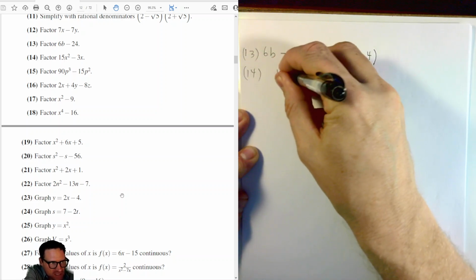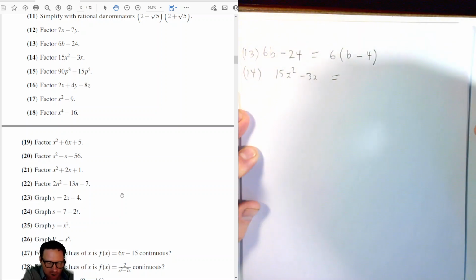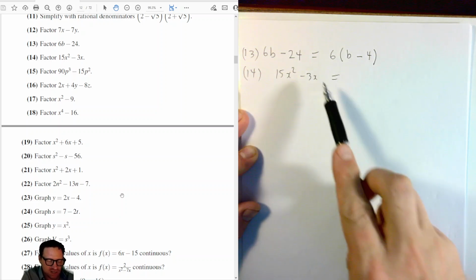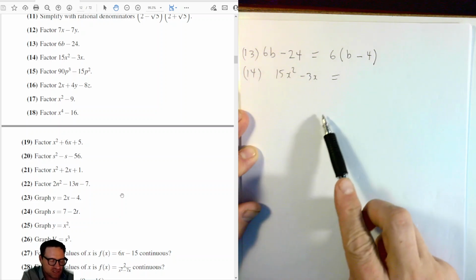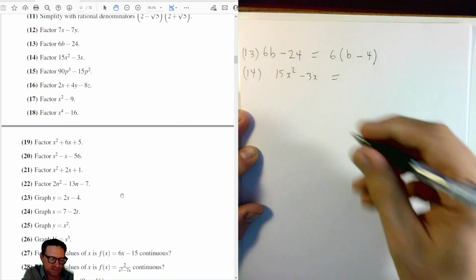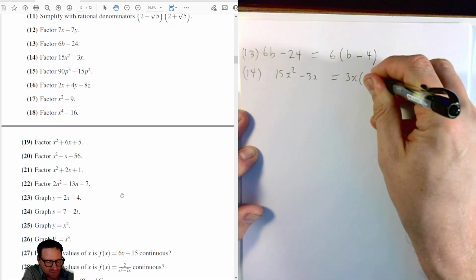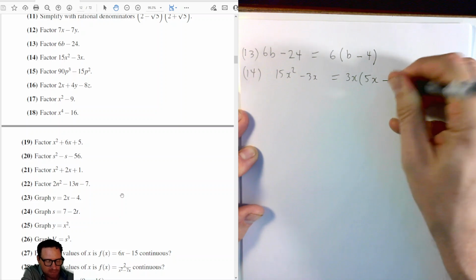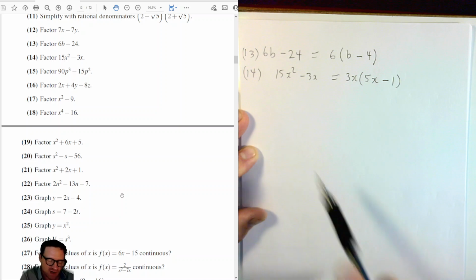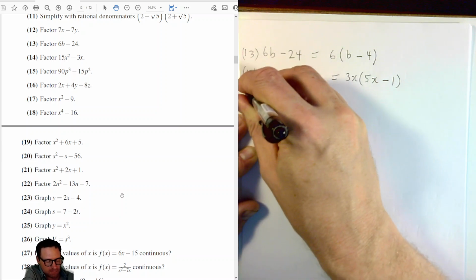Factor 15x squared minus 3x. Well, again, we look at what's common here. We have a common 3x because there's an x in each, and 3 divides 15. In fact, the greatest common divisor, or GCD, of 15 and 3 is 3. So we have 3x outside of 5x minus 1, because 15x squared divided by 3x is 5x. Okay, question 15.